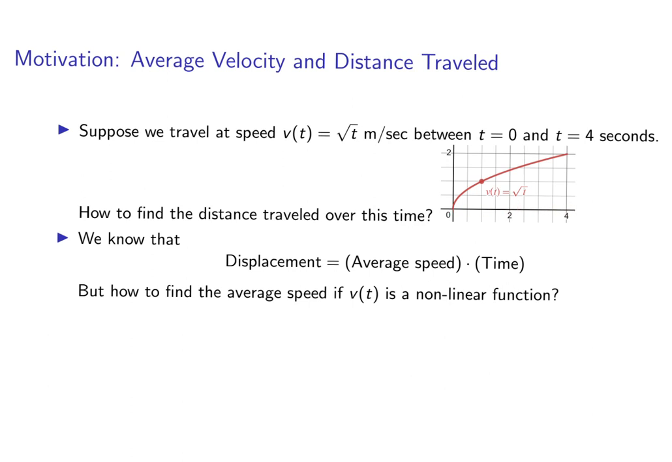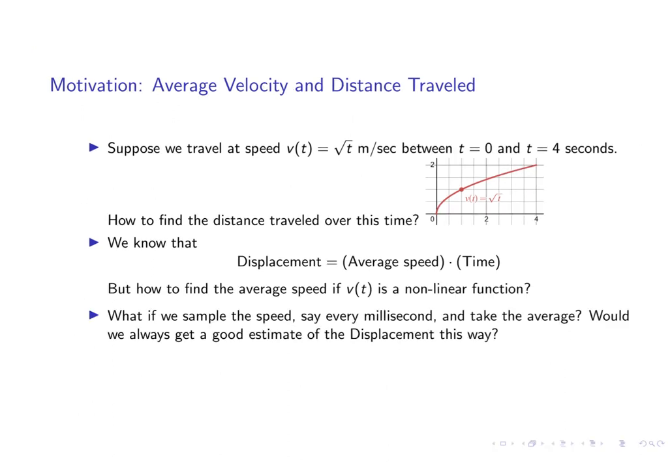We know from physics that our displacement is the average speed times the time, but our velocity curve is nonlinear. At first it's increasing very fast, then it's increasing slower. So how to find the average velocity for such a curve? A naive approach is to sample the velocity at regular time intervals, say every millisecond, and then we would take the average of our samples.